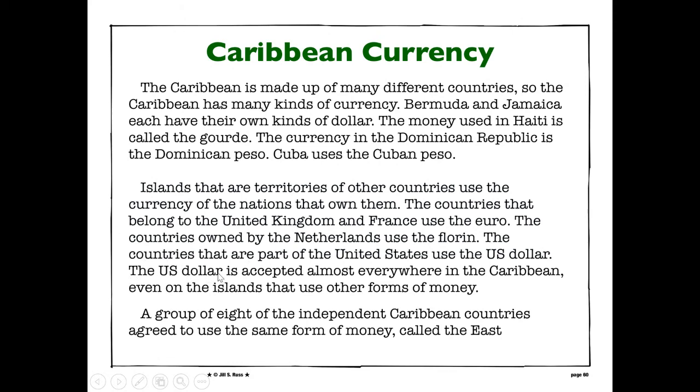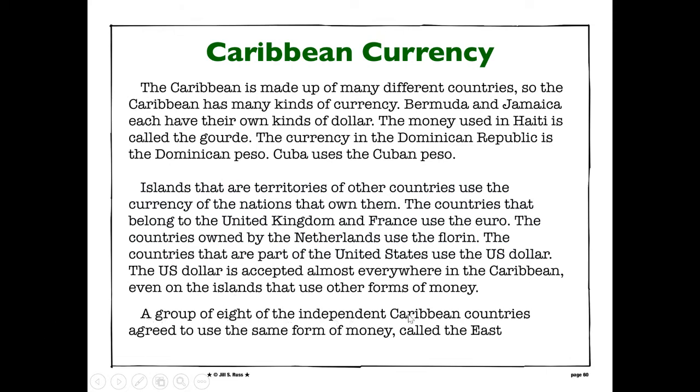The US dollar, which is what we use, is accepted almost everywhere in the Caribbean, even on the islands that use other forms of money. So if you were to visit the Caribbean and you had US dollars, you could pretty much buy anything you needed to on any island.